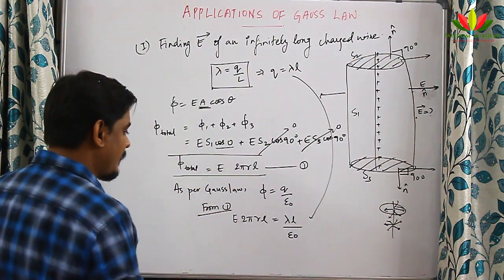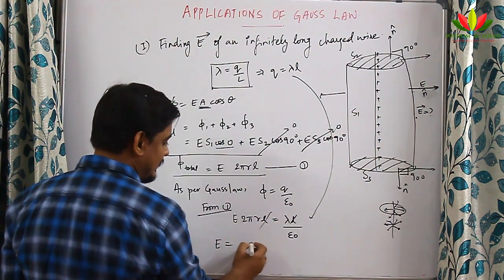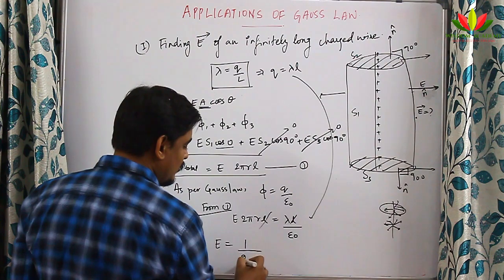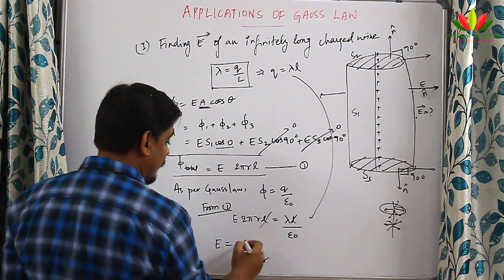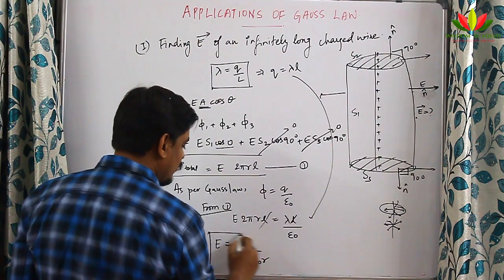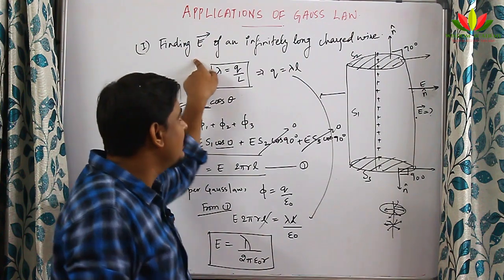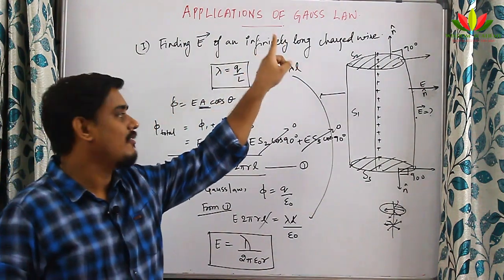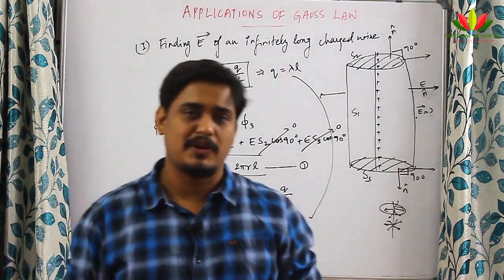From here L gets cancelled and I get the expression of electric field as lambda by 2 pi epsilon naught r. So, the electric field due to an infinitely long charged wire will be lambda by 2 pi epsilon naught r.